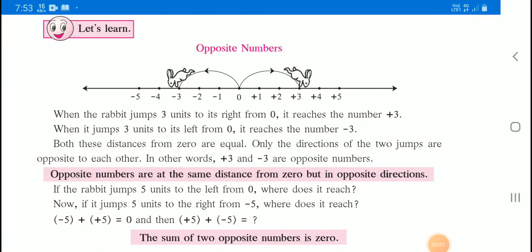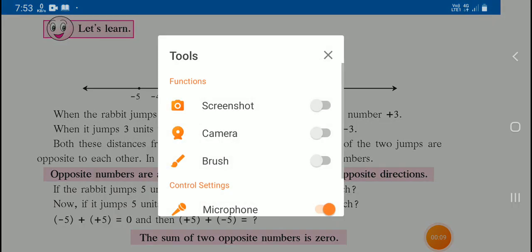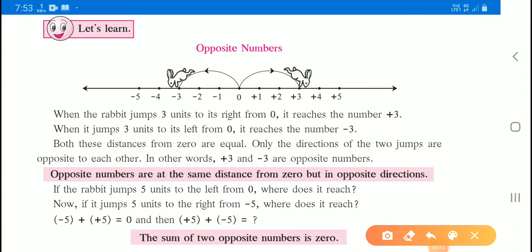Hi students, let us learn about opposite numbers. You can see here the number line. On that number line there is 0, positive numbers and negative numbers. Now look, when the rabbit jumps 3 units to its right from 0, it reaches the number positive 3. Means when the rabbit jumps this side, it will reach the number plus 3.